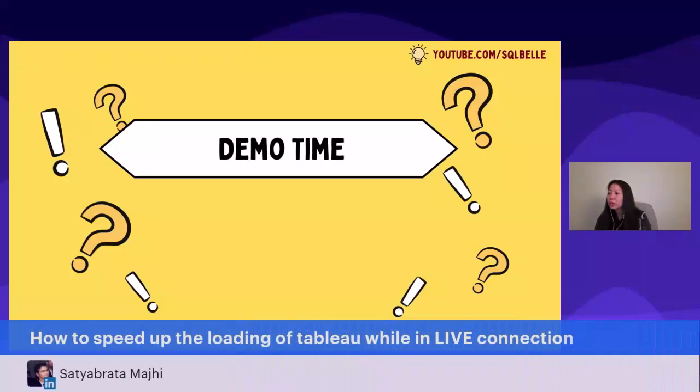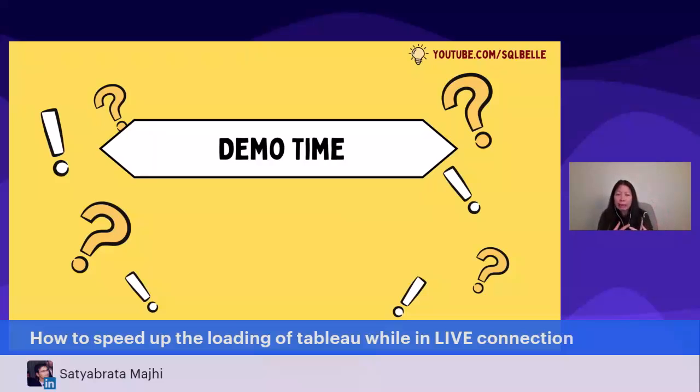There is one more question: how to speed up the loading of Tableau while in live connection. I think there are a few factors to consider when it's a live connection. First is, what is your data source? Also, how fast is your data source?